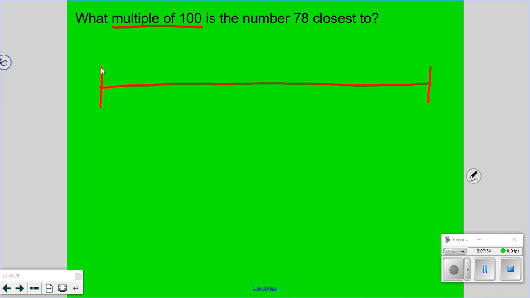Okay, we're on this problem. Get with me. Evelyn? 70 and 100. Not 70 and 100, because 70 is not a skip count of 100.